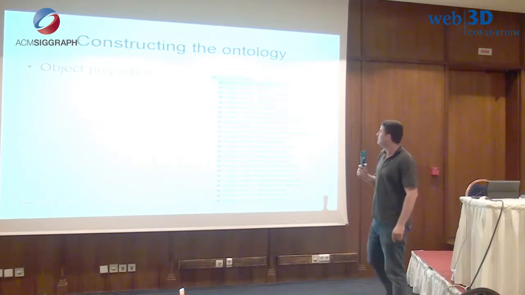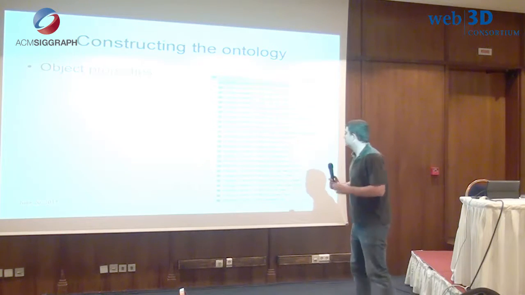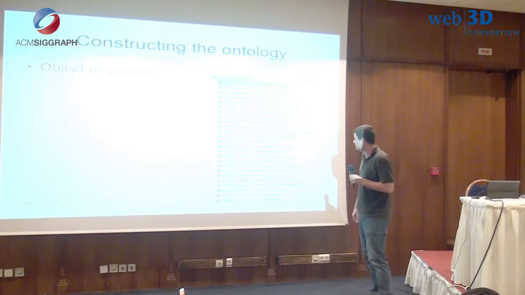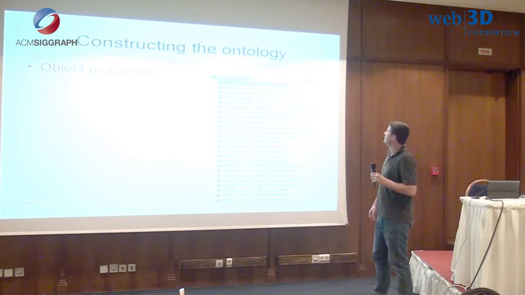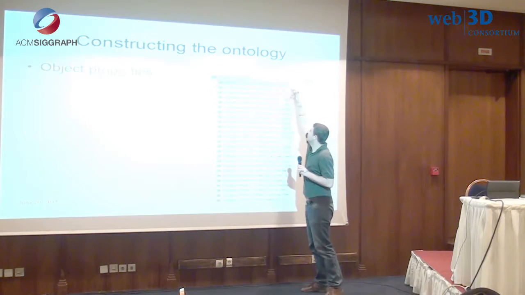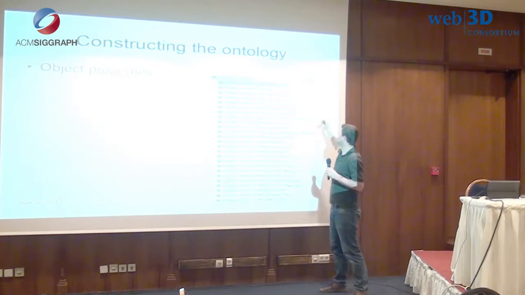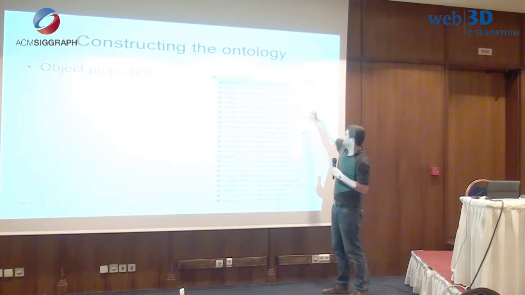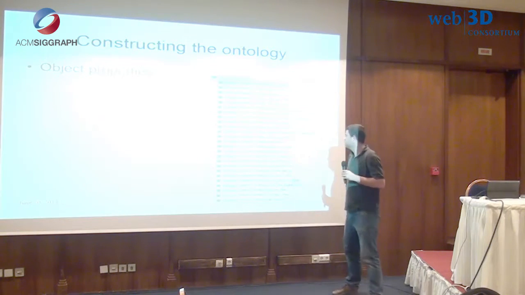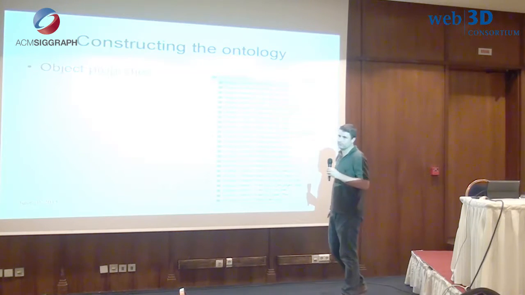And then there are the object properties. I'm not sure that you can see it very well. Anyway, an object may have a mood, a style, a color range associated with it, functionality related to it, material, origin, and so on. Theme. It may be behind another object, in front of another object, and so on.